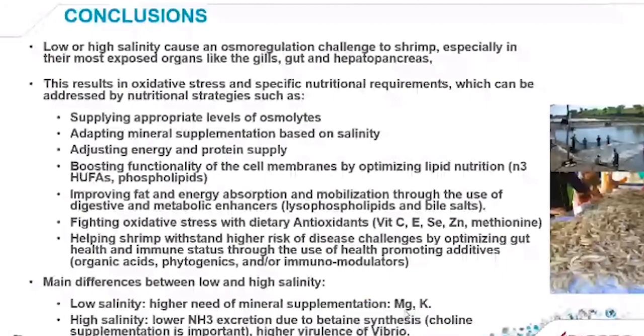Finally, I'd like to just remind you of the main difference between farming under low and high salinity. At low salinity, it's important to look carefully at your mineral supplementation, and usually you need to supplement magnesium and potassium in the diet. At high salinity, you have lower ammonia excretion due to betaine synthesis, so choline supplementation is important. But you have higher virulence of Vibrio, so utilizing an additive strategy against Vibrio is quite recommended.